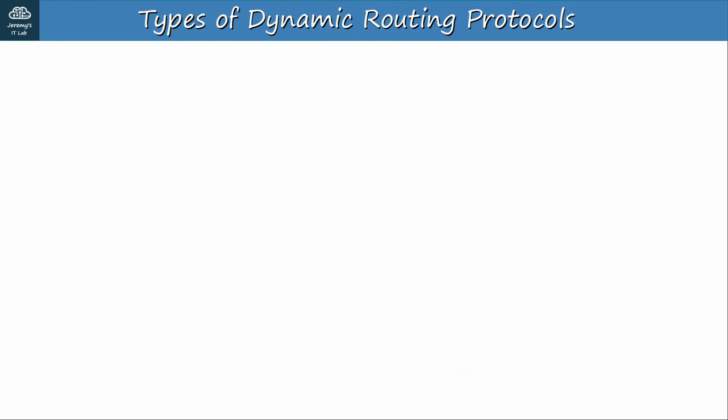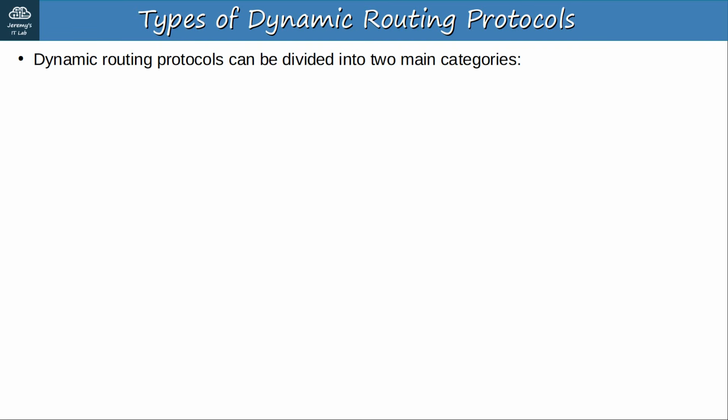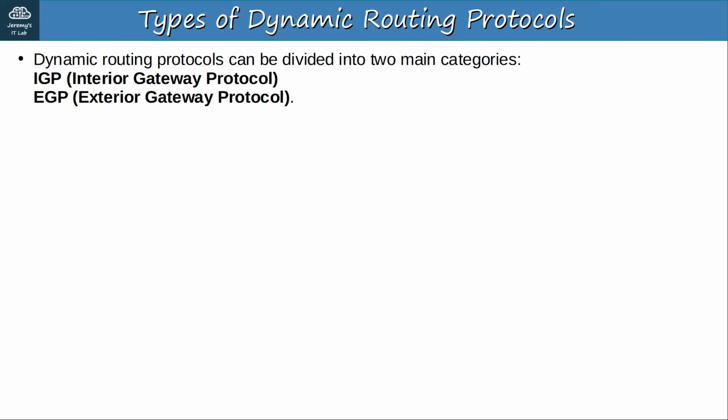Now let's talk about the different types of dynamic routing protocols. Dynamic routing protocols can be divided into two main categories: IGP, which stands for Interior Gateway Protocol, and EGP, which stands for Exterior Gateway Protocol. Let's define those.